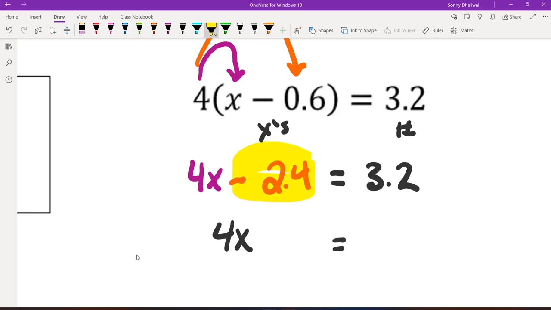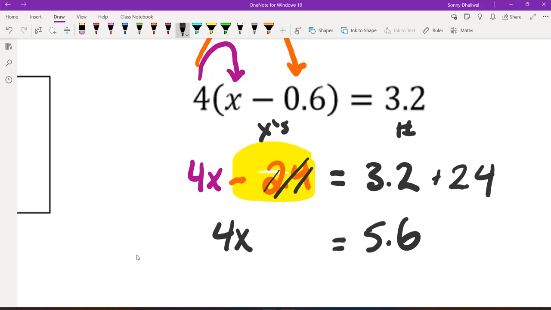And how do we write it on the other side? Plus. Right? So we go, well, you can cross it out here if you wanted to, and just go plus 2.4 over here. All right? Now we do that calculation. What is 3.2 plus 2.4? 5.6. Thank you.